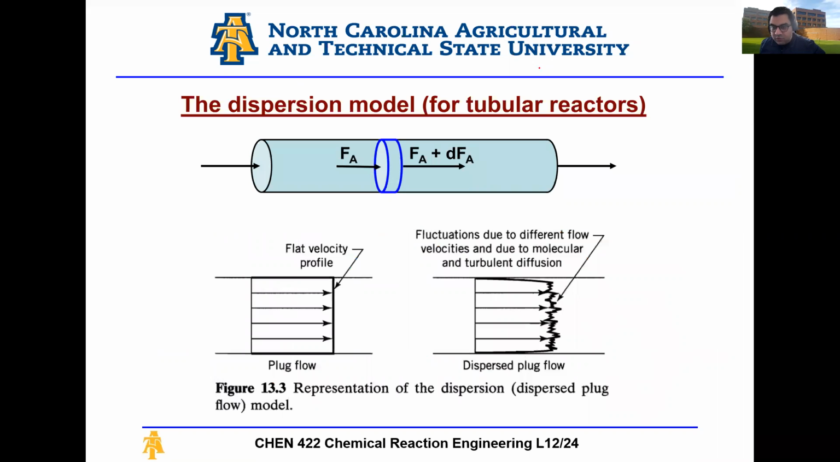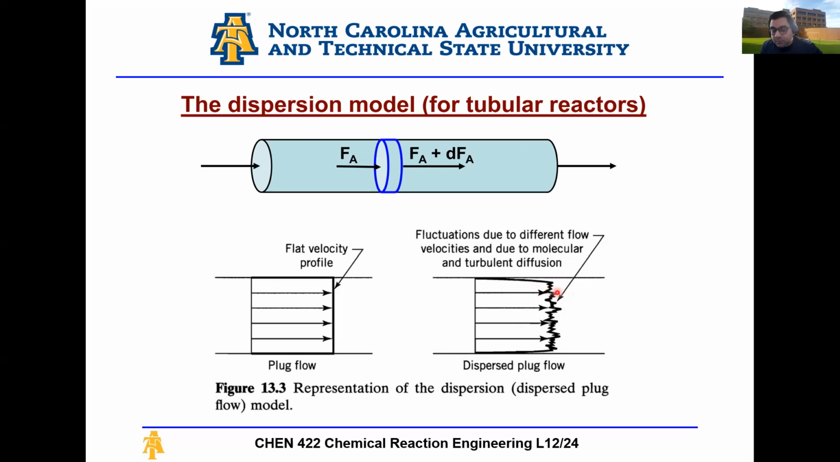Okay, let's move on to introduce an important idea, which is the idea of dispersion in PFRs. Dispersion model is a term you're going to hear a lot if you end up working with plug flow reactors or packed bed reactors. When dealing with ideal PFRs, we always assume that we have a flat velocity profile. Everything is nice. There's no mixing between the elements along the axial direction. However, in reality, I have a profile which is jagged, which looks like this. And these fluctuations are due to molecular and turbulent diffusion, different flow velocities, etc.